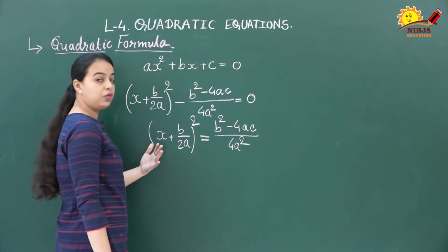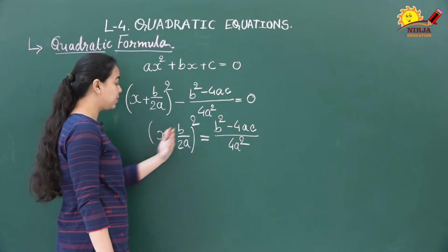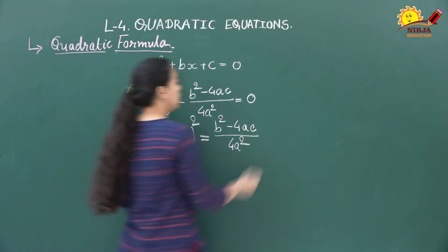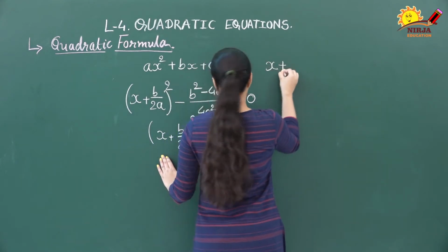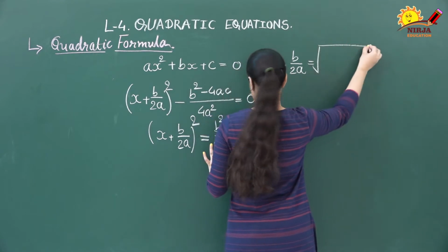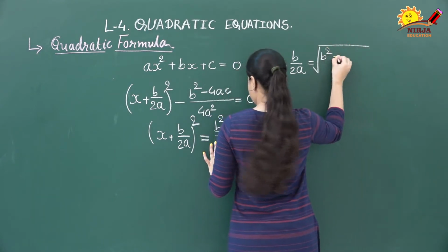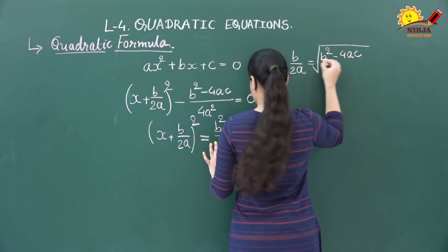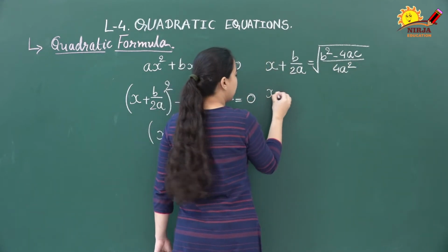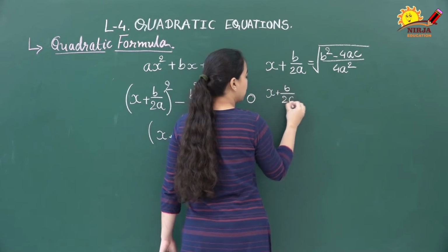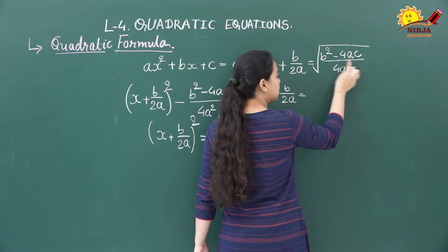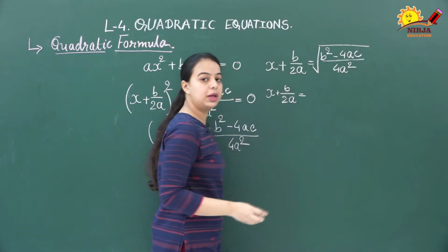Now I want to find the value of x plus b upon 2a. Here it is (x plus b upon 2a) whole square. So if we want the value of x plus b upon 2a, this whole term we need to write into square root, b square minus 4ac upon 4a square. Let's solve it further. x plus b upon 2a is equal to, if I take the square root of this term, the denominator 4a square will become 2a.